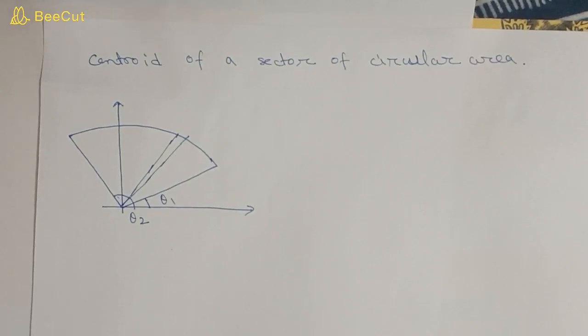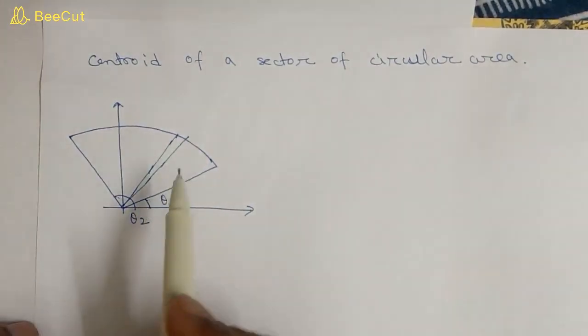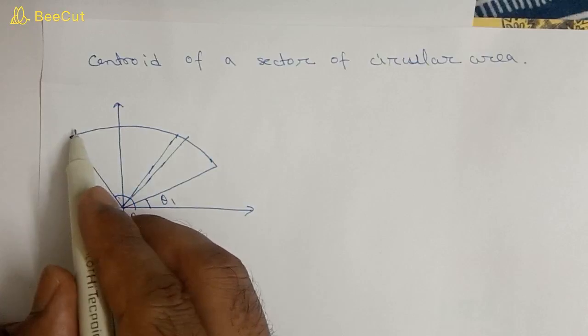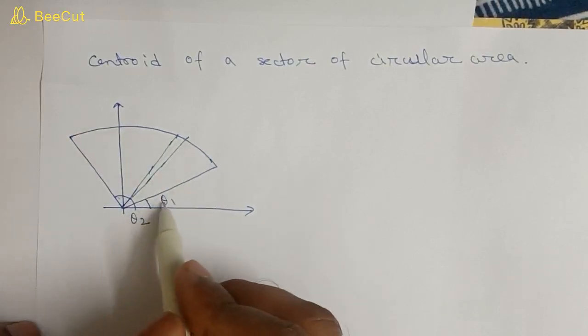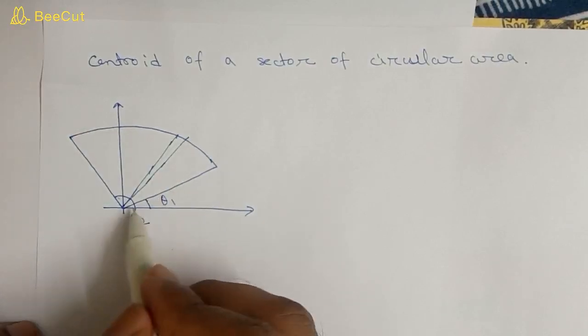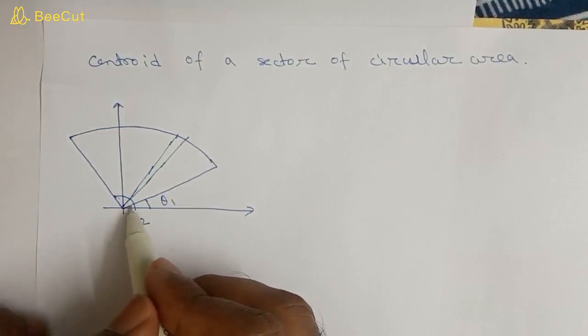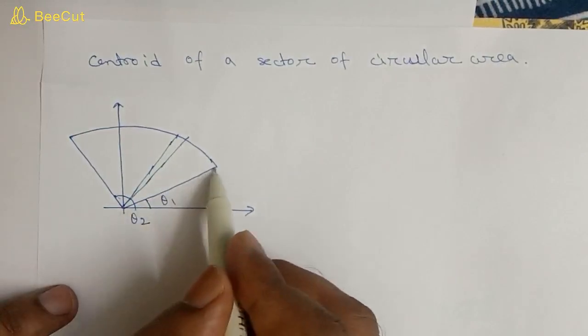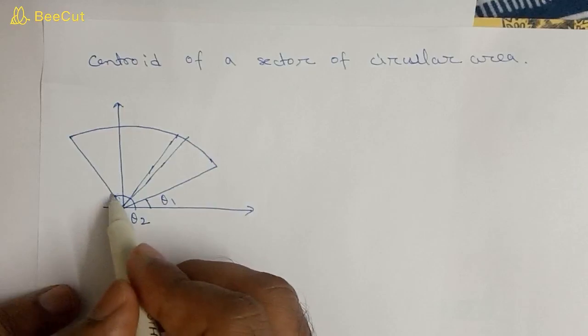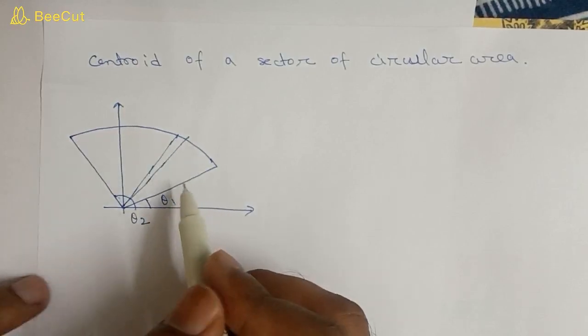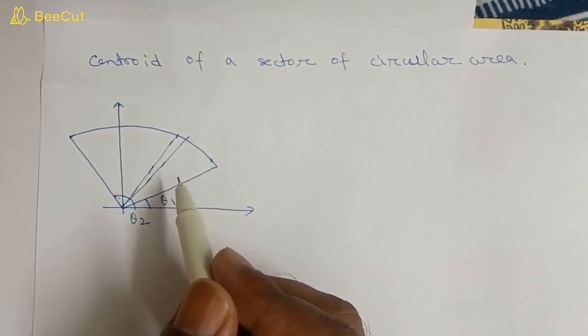Hi, in this video we will see how to find the centroid of any portion of circular area. So this is a circular area and it is making angle theta 1 from here, and this angle is theta 2. We have to calculate the centroid of the area from theta 1 to theta 2, this area. So how to find this centroid of this area?